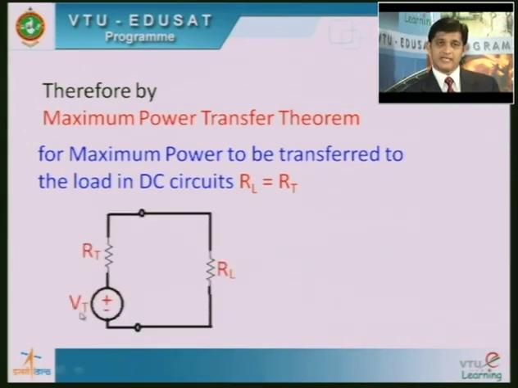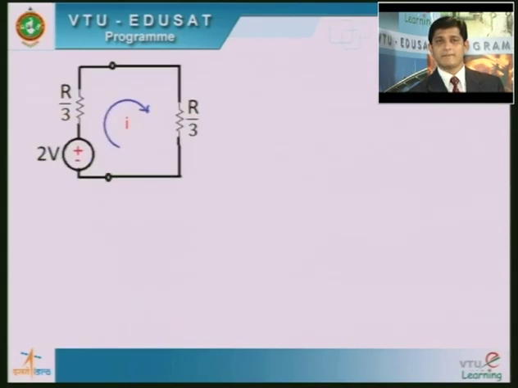You have VT, you have RT with you. What RL do you need to connect? You need to connect your RL as RT. So this is what we'll be doing here. We have obtained this as R by 3, we have obtained this as 2 volts, and the same R by 3 you will connect across the load because I want the maximum power to be transferred to the load.